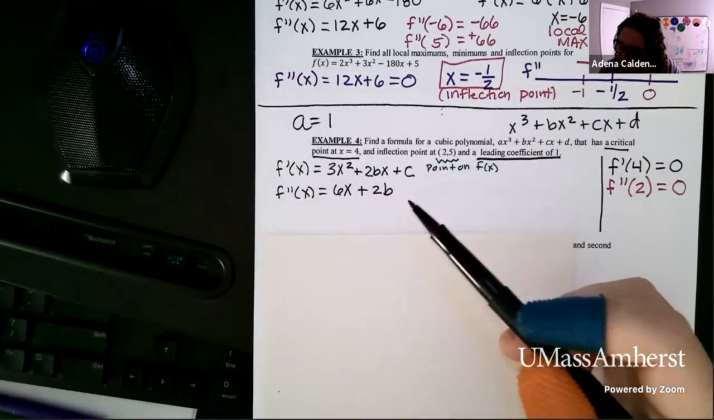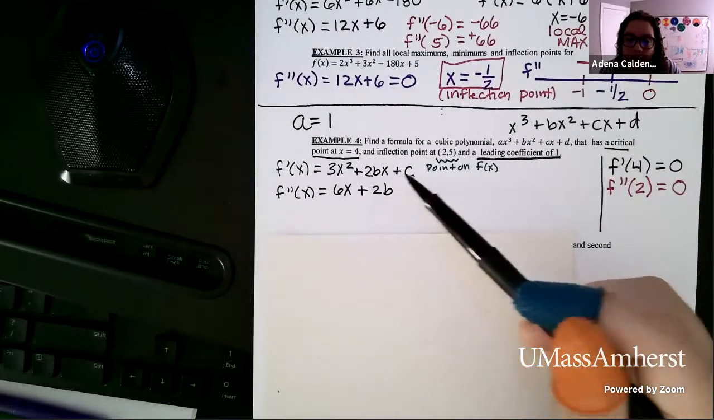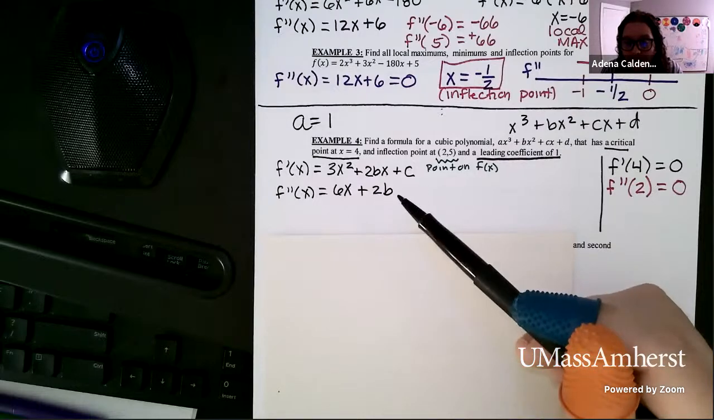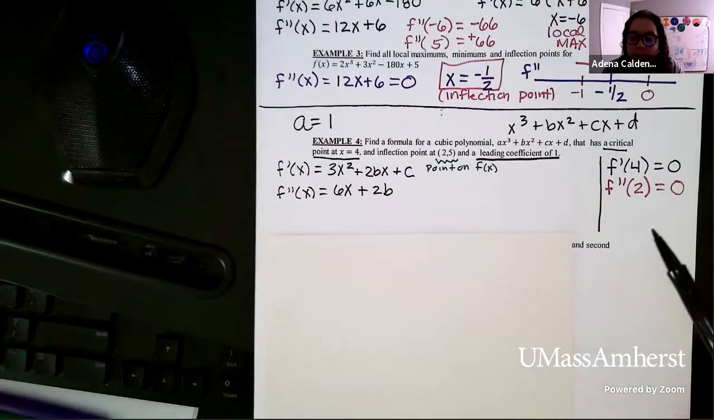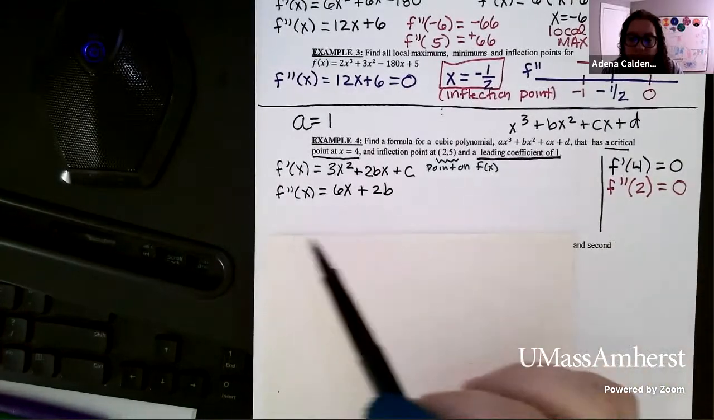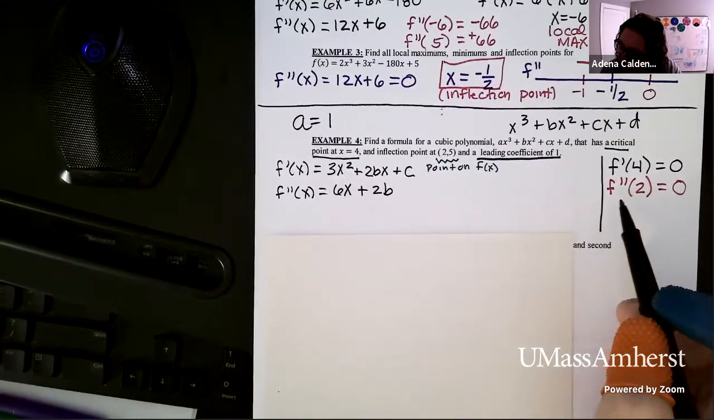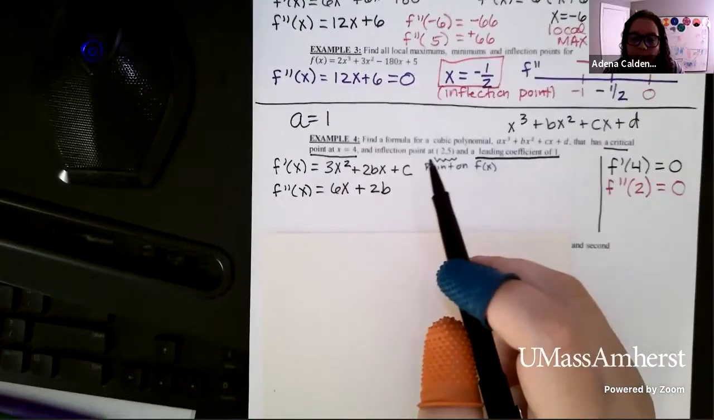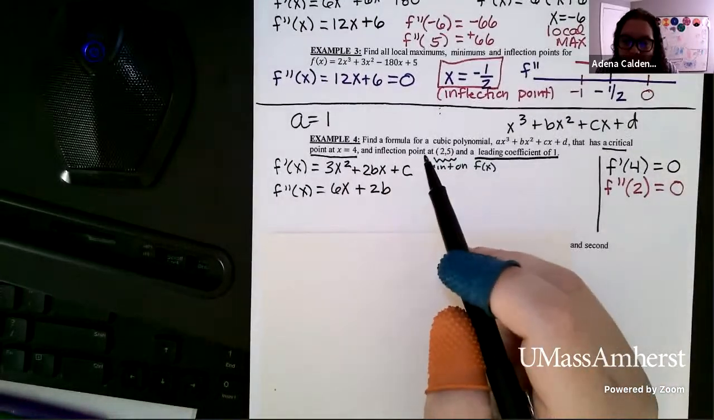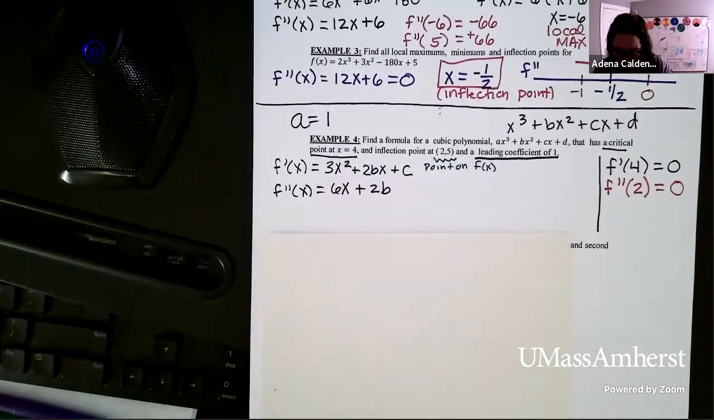So here, what I notice is that my first derivative has 2 unknowns, b and c, but my second derivative only has 1 unknown, just b. So I'm going to start with my second derivative because that's going to be easier to work with. So here, I remember that the second derivative at 2 has to be equal to 0. Again, because I know that I have an inflection point when x equals 2.